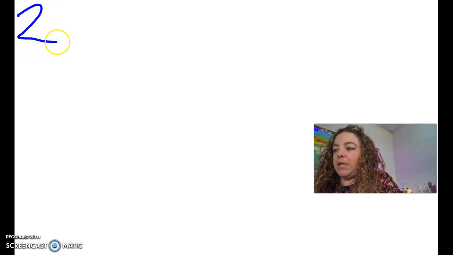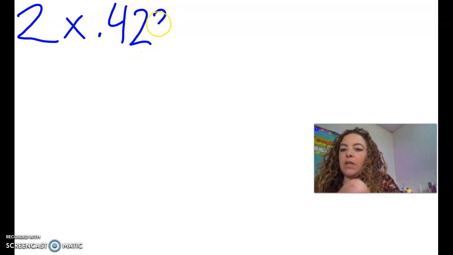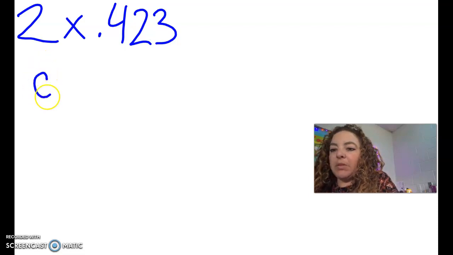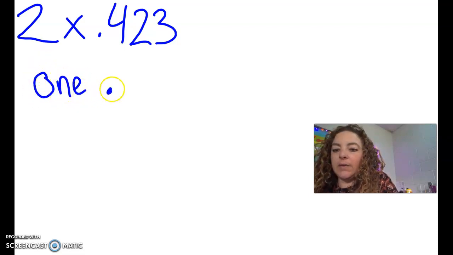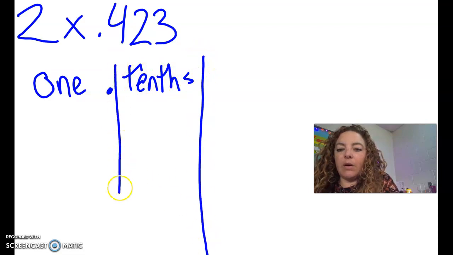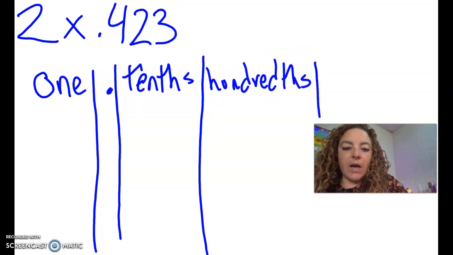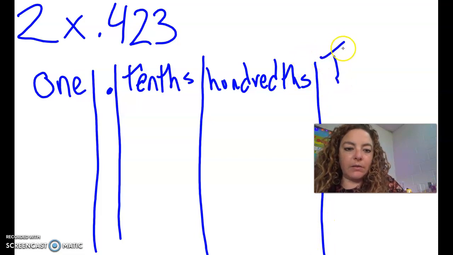Okay, so let's try another one. Let's say we had 2 copies of 423 thousandths, right? So if we had 2 copies of that, we're going to think about our place value. We have the ones and then our decimal. Then we have our tenths. Then we have our hundredths. And then we have finally our thousandths.